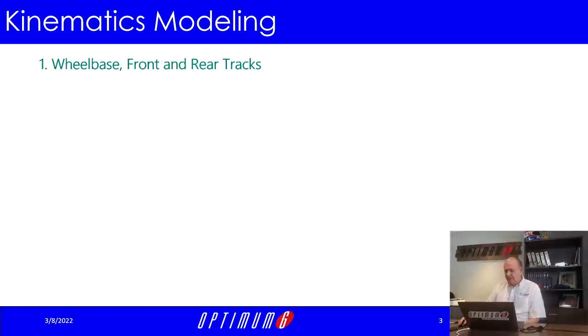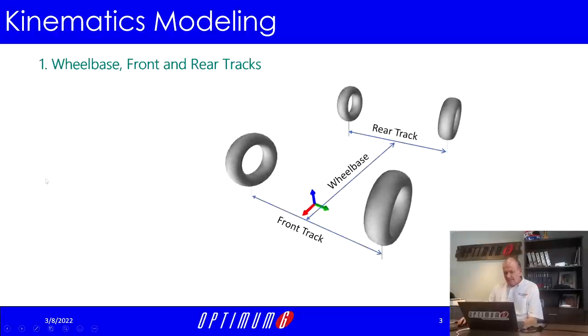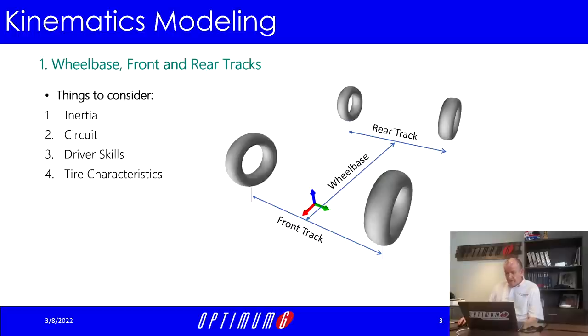These are decided already. First of all, because you cannot make cars which are 3 meters wide. And because depending if you are in class A, class B car, these dimensions are probably very much decided. But in racing, things are a little bit different. You have to consider the inertia, the circuit you are running over. I mean, is it a fast circuit? Is it a tight circuit? The driver skills, the tire characteristics, obviously, the rules, all the templates, and so on.